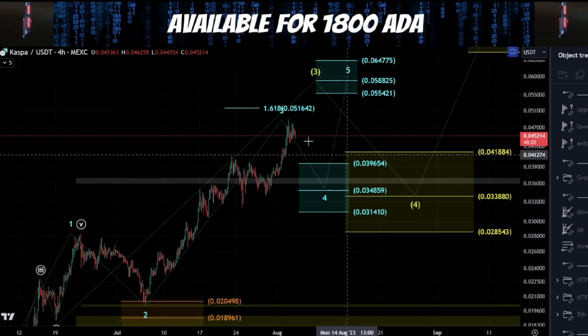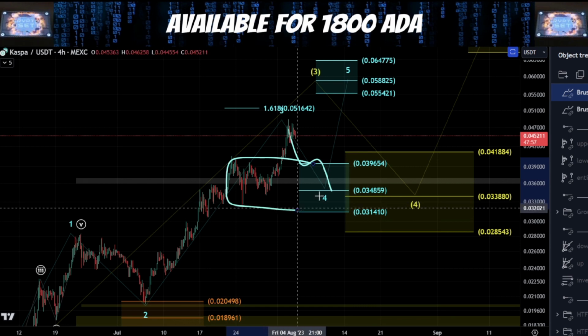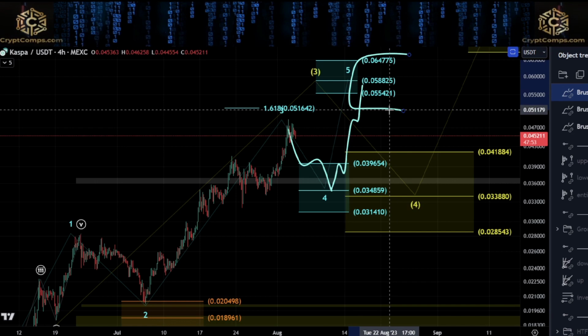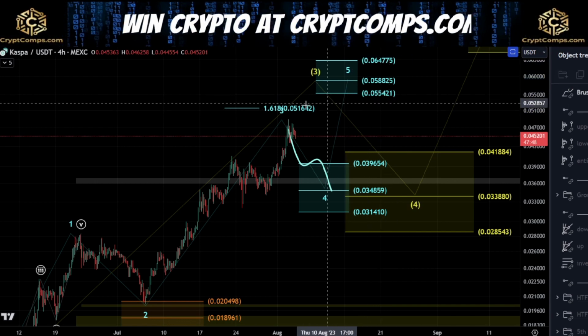Now, if we do see something like this, a 3-wave move to the downside here, we hold this previous 4th wave area. What we could then see is 5 waves to the upside, looking to target out this 6475 to this 055421 as a potential 5th wave area.